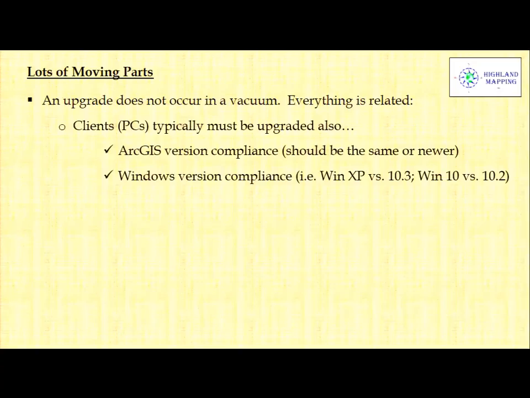Windows compliance. Again, I give a couple of examples here. 10.3 does not work any way, shape, or form on Windows XP. So once you get to that point, and with that one client I mentioned, we had to do a little workaround to deal with the fact that they've still got XP machines that they couldn't change out yet, and those people used Arc Reader, and Arc Reader 10.3 does not work on XP. So we had to do a workaround there. And also Windows 10, 10.2 doesn't work very well on Windows 10. So you've got all these moving parts between operating systems and software versions.